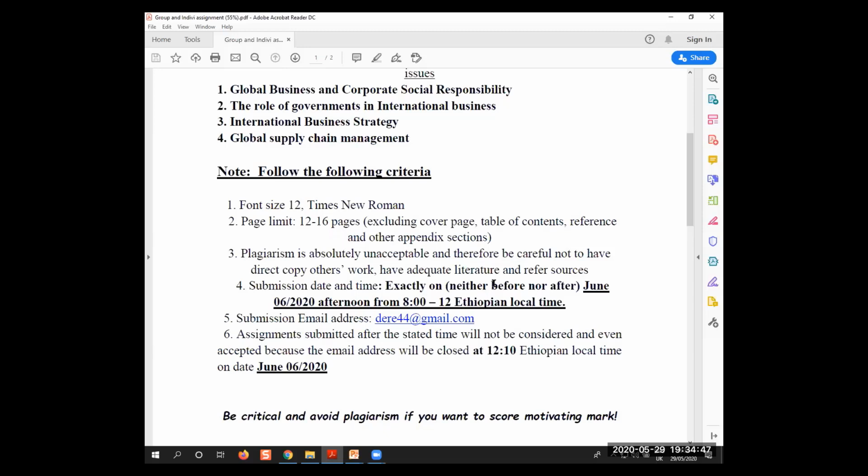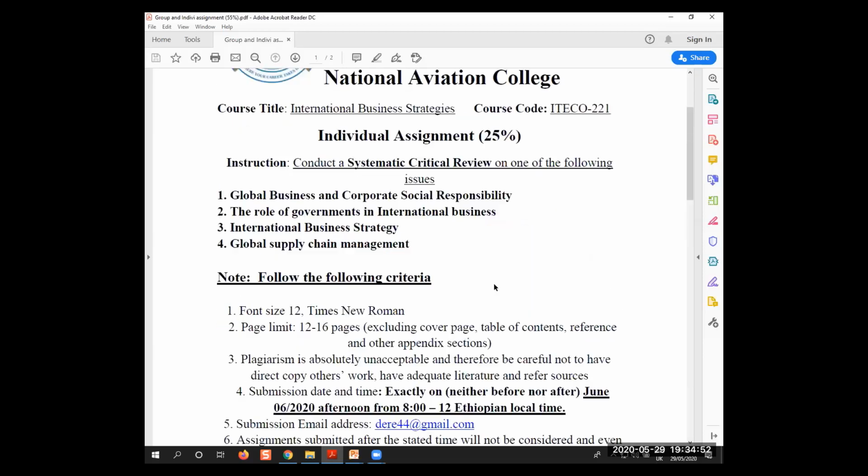The assignment says: conduct a systematic critical review. Systematic means you have to be systematic in your critical review of one of the following issues.